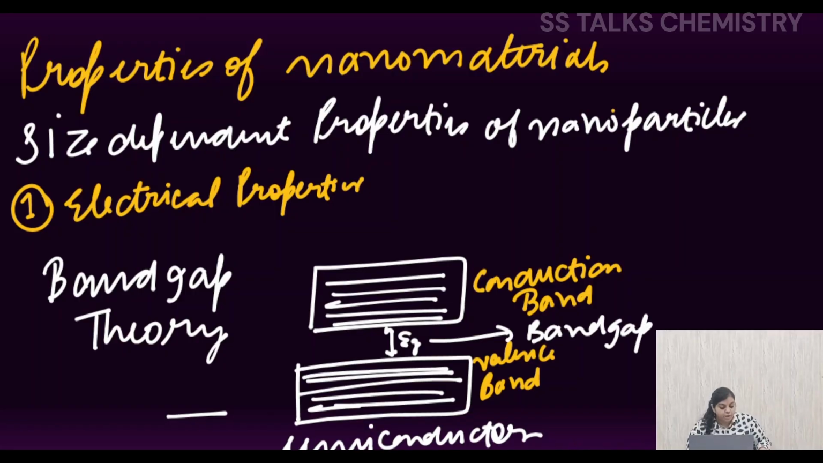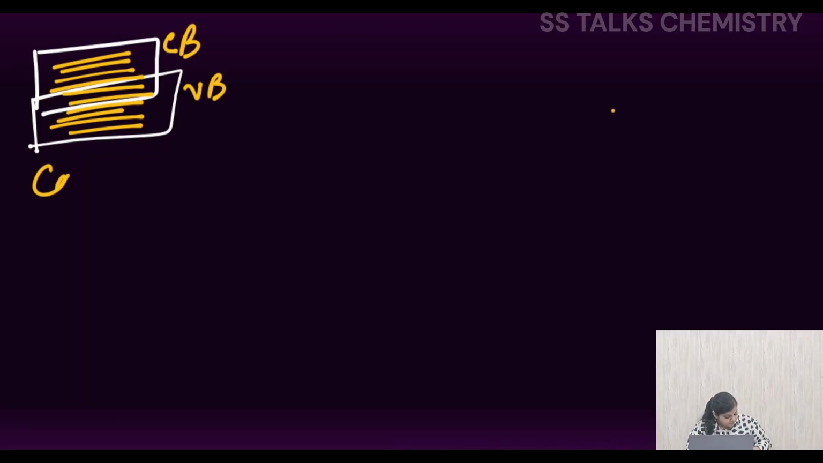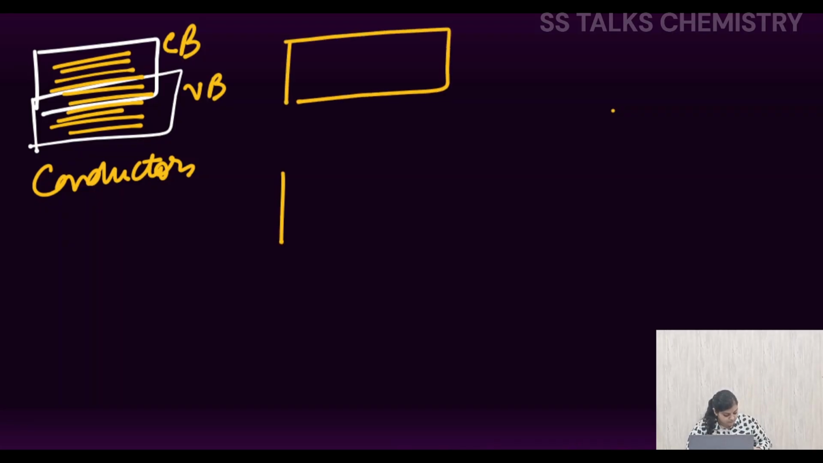If you look at solids in conductor systems, there will be overlapping between these two bands, so they are lying in between one another, completely overlapping. This is the conduction band and this is the valence band, in the case of conductors. Whereas in the insulator, a large energy gap is there between the valence band and the conduction band. Like this, a large gap is present between them.